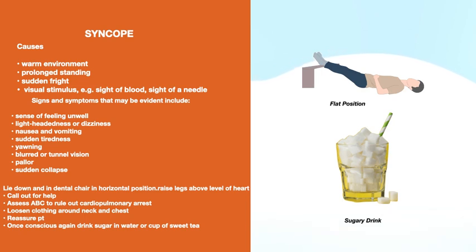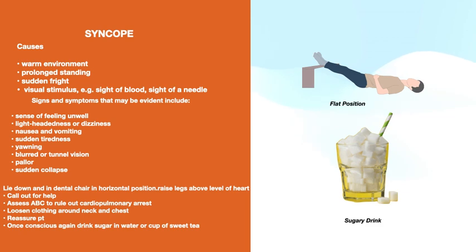Other possible causes include warm environment, prolonged standing, sudden fright, visual stimulus, for example, sight of blood, sight of a needle. Signs and symptoms that may be evident include sense of feeling unwell, lightheadedness or dizziness, nausea and vomiting, sudden tiredness, yawning, blurred or tunnel vision, pallor, sudden collapse.